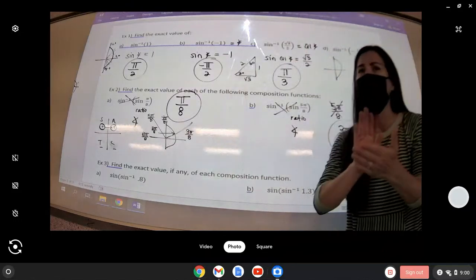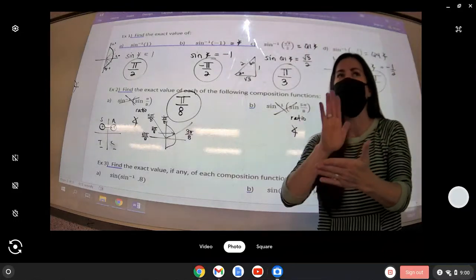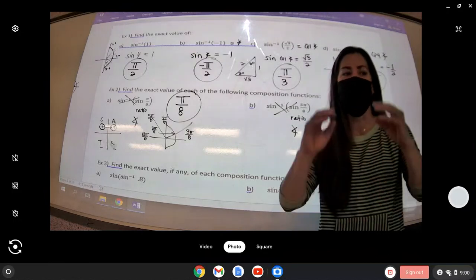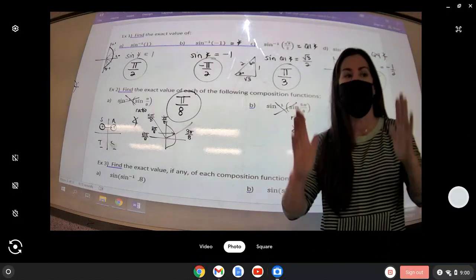All right, so guys, remember, inverse sine can only spit out angles between pi over 2 and negative pi over 2. They are the only angles that survived the cut.